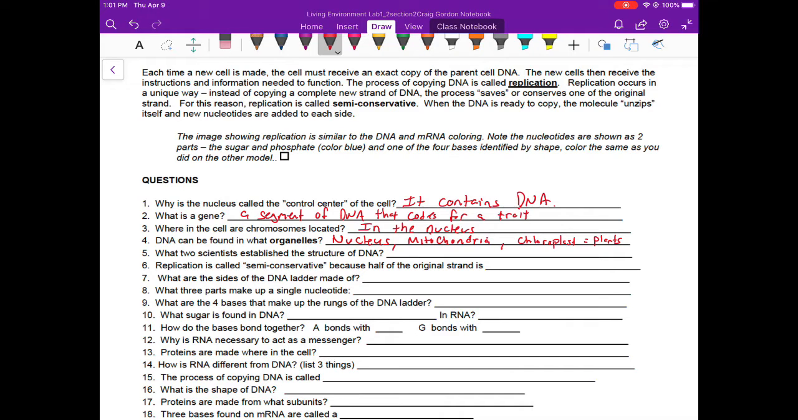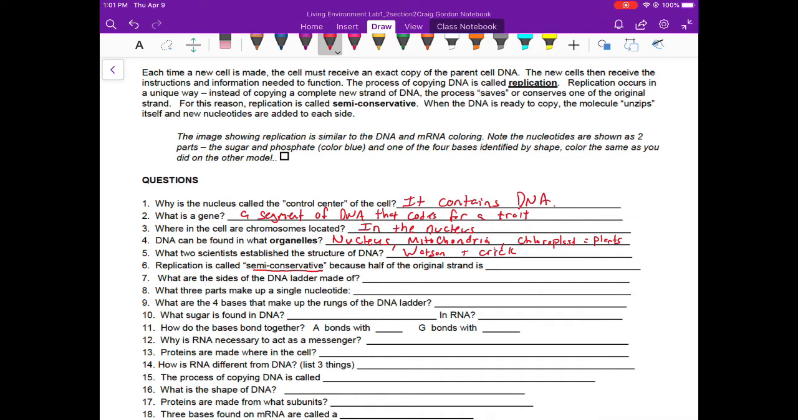What two scientists established the structure of DNA? You had Watson and Crick, although there was a female who actually discovered the actual shape, but she passed away, and they don't give the Nobel Prize after death. Replication is a semi-conservative process because half of the original strand is kept.